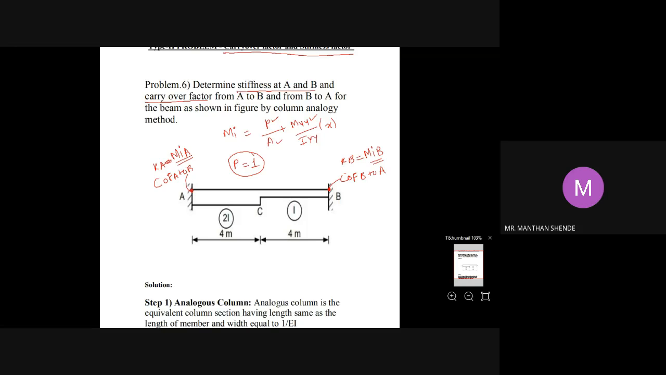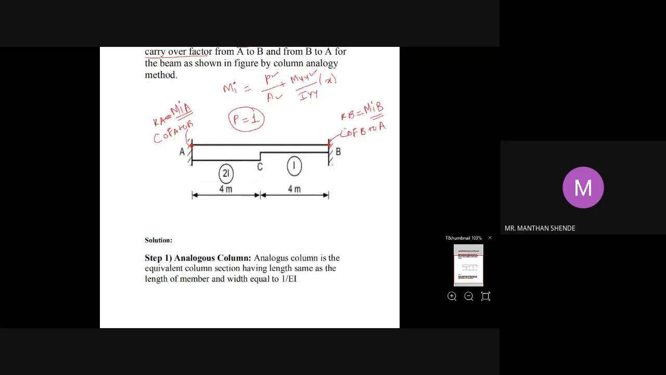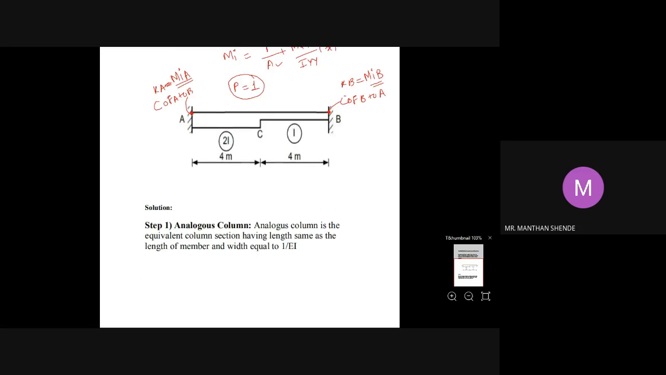Here, to get the value of stiffness and carryover factor, you need to draw the analogous column sections and apply the load as a unit load. So first of all, we'll plot the analogous column section. What is the analogous column section?